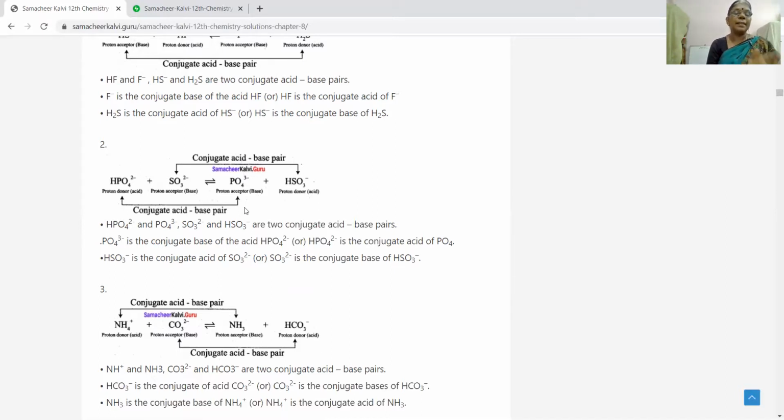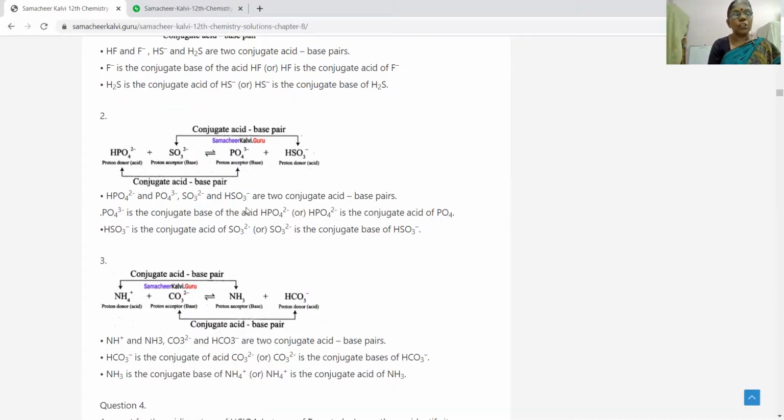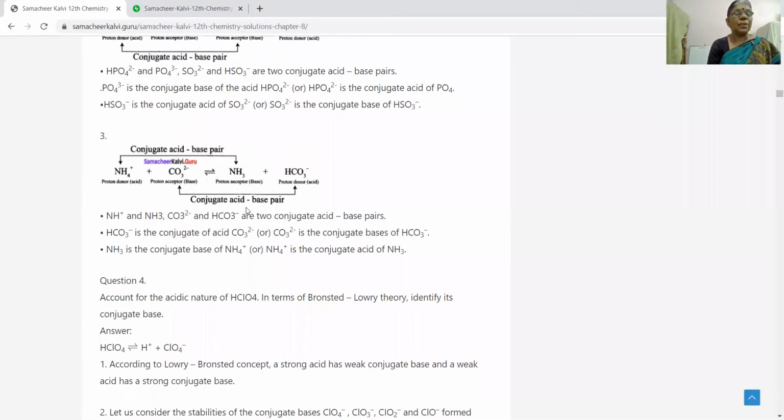SO3 2 minus and HSO3 minus are another pair of conjugate acid and base. And the third one is ammonium ion plus carbonate ion gives ammonia plus bicarbonate ion. In this one, the ammonium ion, that is NH4 plus, and NH3 are one conjugate acid and base pair, and carbonate ion and bicarbonate ion behave as a conjugate acid and base pair.